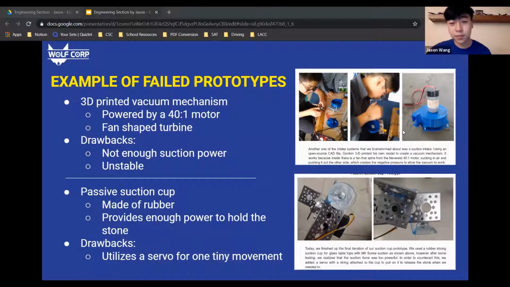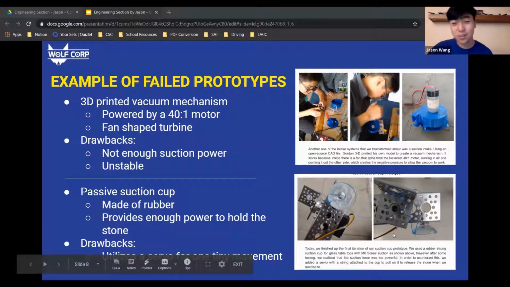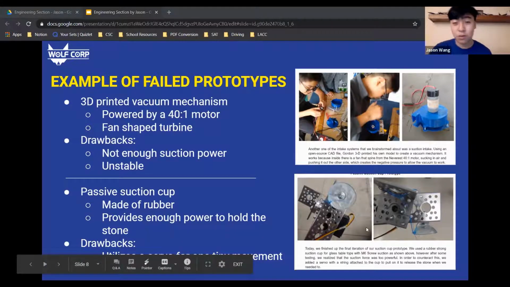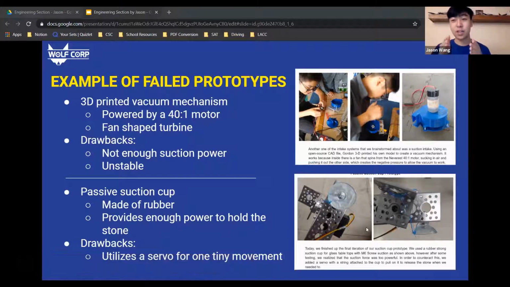And our second prototype was a passive suction cup made of rubber that was originally made for glass tabletops. And one benefit of this was that we were able to get enough power to hold the stone. However, there was no way to drop it. So to combat this issue, we used a servo attached to the string on a suction cup to pull and release the stone. However, this was a big waste because using one small servo for such a small action just isn't worth it. And then moreover, using a suction cup requires a lot of precision when driving because there's small room for error when you're lining it up and placing it down on the stone.